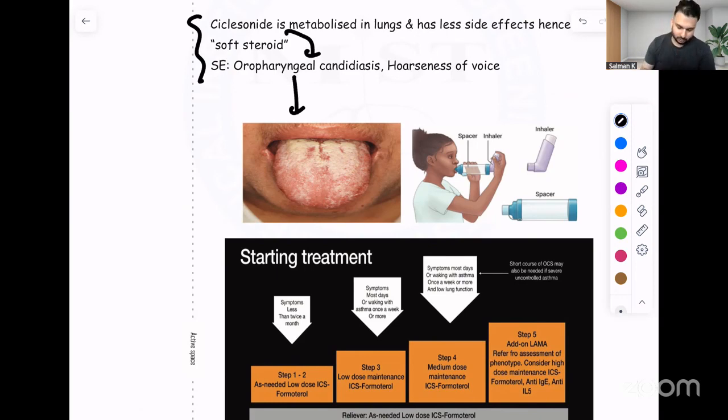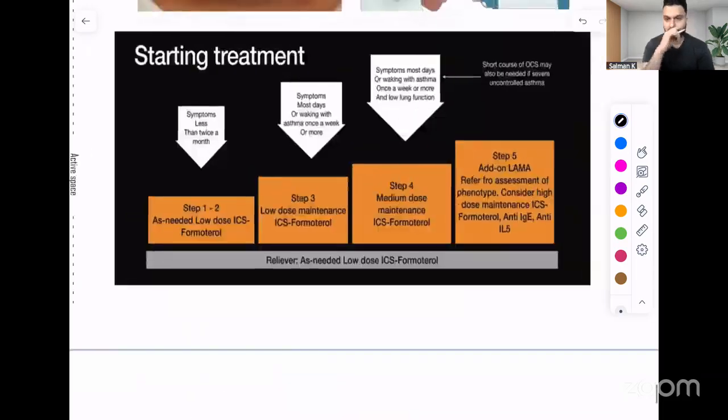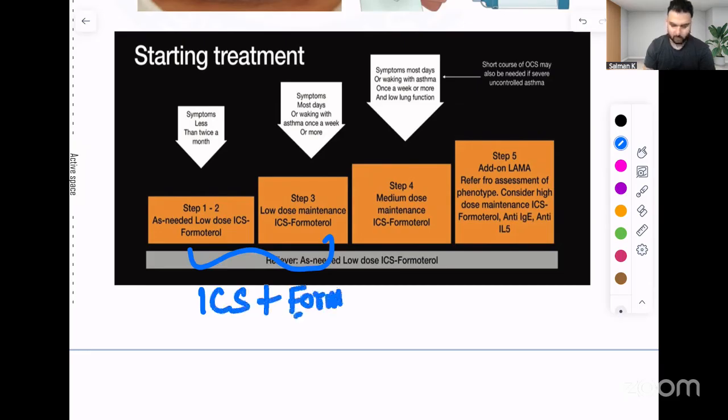Okay. Now, this also I explained to you earlier, the GINA guidelines. What do you need to know? Pretty straightforward, simple. First, the treatment is going to be ICS plus a bronchodilator like formoterol because it's long acting. ICS will be low dose. Steroids will be low dose.